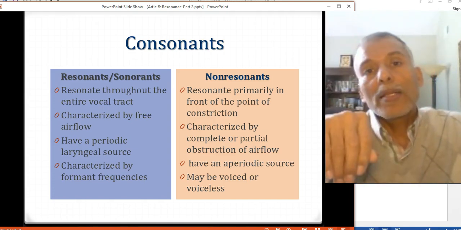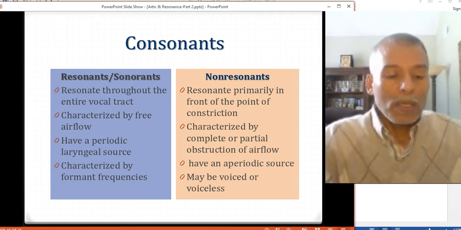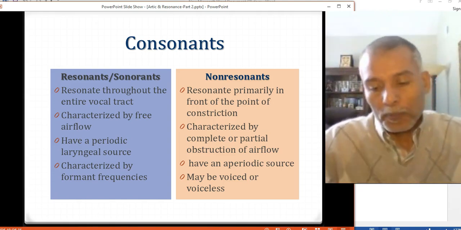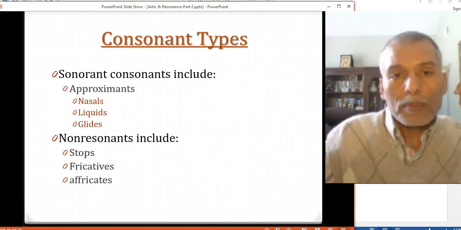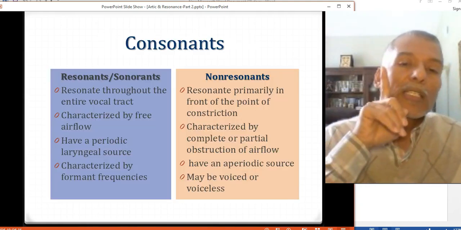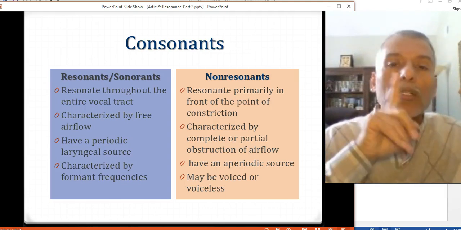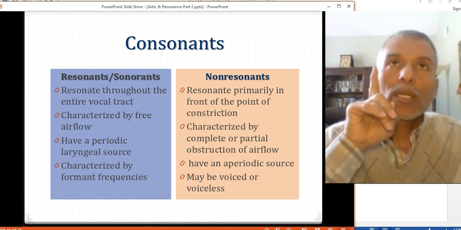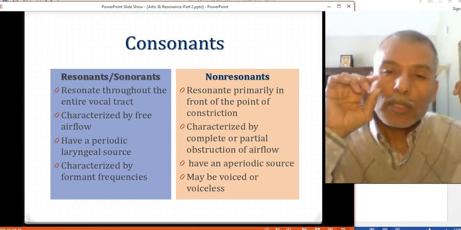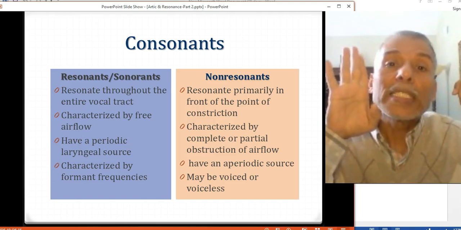Now let's look at the non-resonant sounds. For the non-resonant sounds, you have a significant constriction in the vocal tract. That constriction could be small or could be complete.